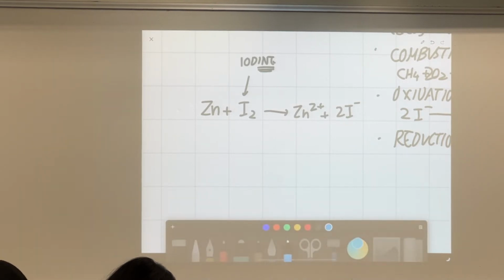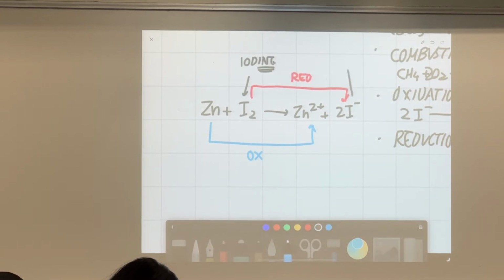Zinc. Okay, finally, none of you said zinc 2 plus. Excellent, because last lesson, some of you said zinc 2 plus is oxidized. No, only the reactants can be oxidized, right? So what is reduced? Iodine. Iodine is reduced. So this guy right here, write down the name, is iodide.